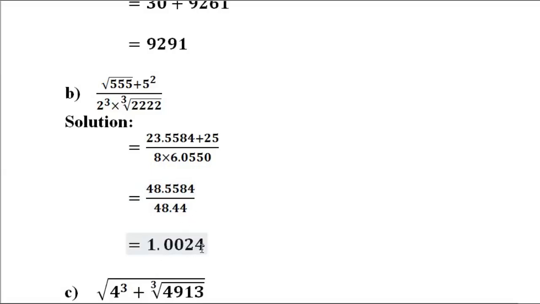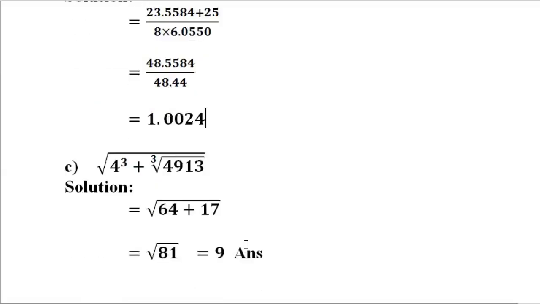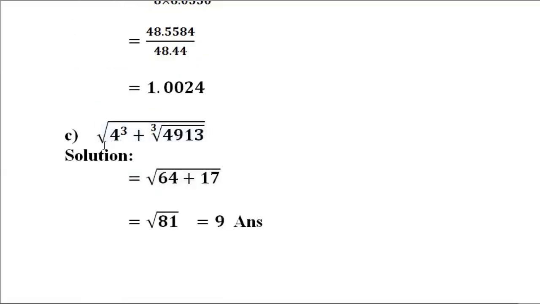According to the question's condition, we round our final answer to 4 decimal places. Therefore, our final answer is 1.0024. Moving on to number 3, we have square root of 4 cube plus cube root of 4913.